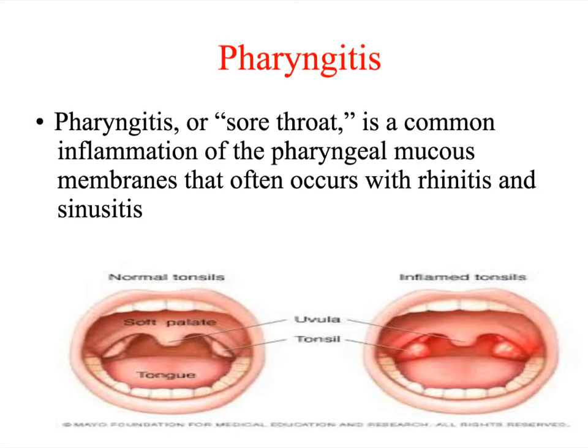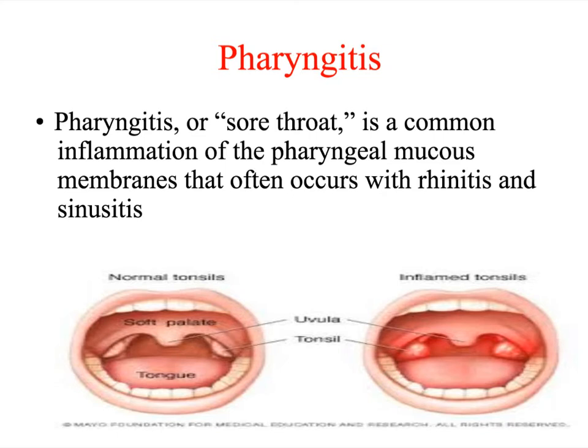Pharyngitis is essentially a sore throat, and I think we can all relate. We've all had a sore throat at one time or another, and it's usually an inflammation of the pharyngeal mucous membrane back there. It can often occur with rhinitis and sinusitis, and a lot of times when it's associated with them, it's due to a postnasal drip.